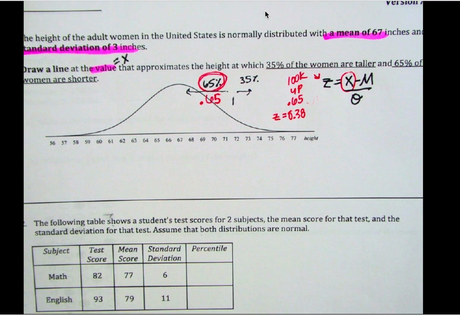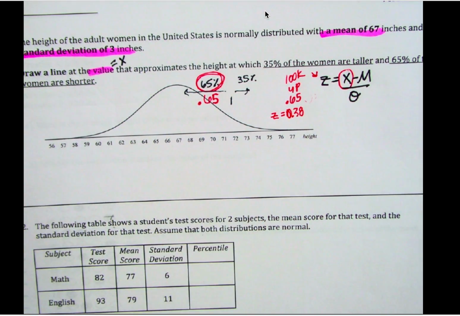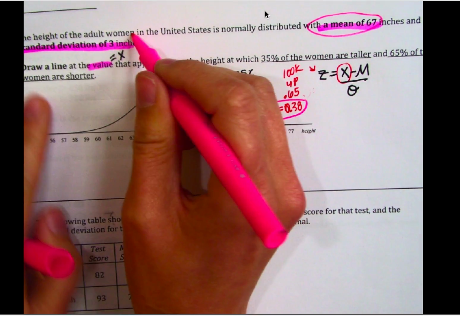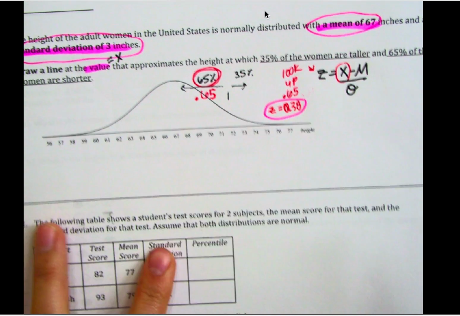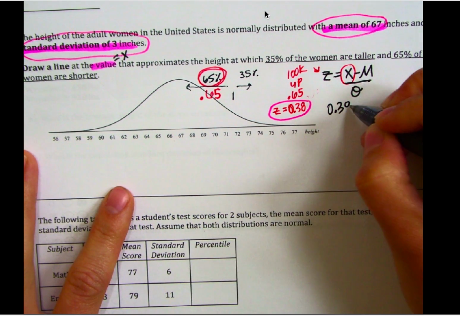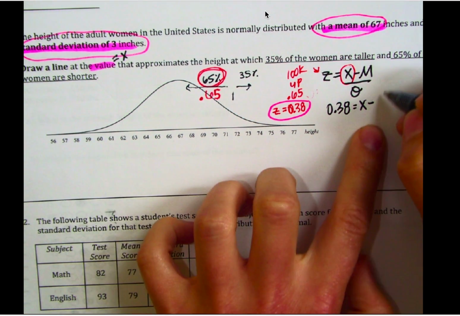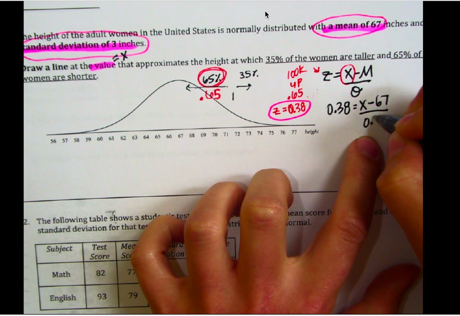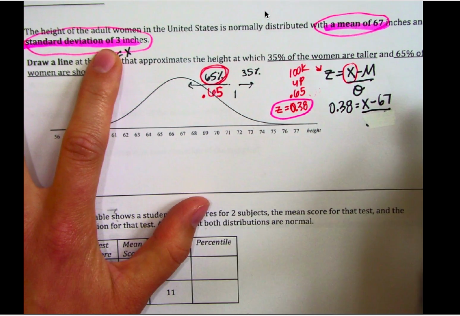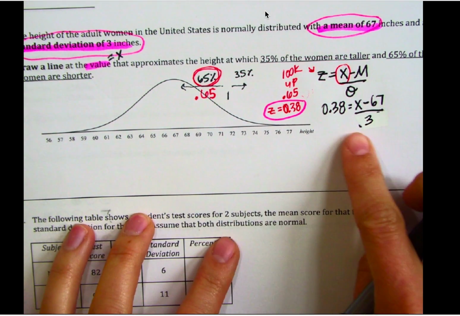Okay, so now I have my Z-score, that's a 0.38, for my equation. I also have a mean, and I have a standard deviation. So I'm going to plug those numbers into my equation. I have 0.38 for Z is equal to the value that we're going to look for, minus the mean, which is 67, divided by standard deviation, which is 3. Right here they tell us standard deviation is 3, and then we're going to solve this for X.